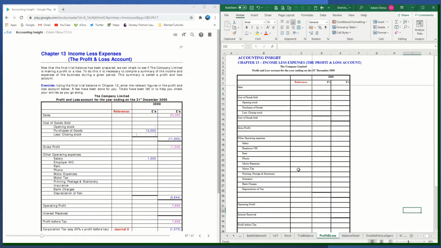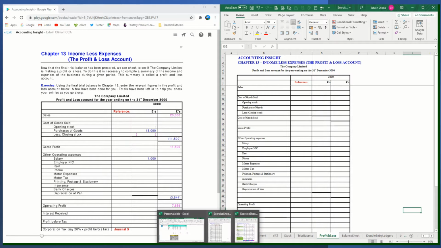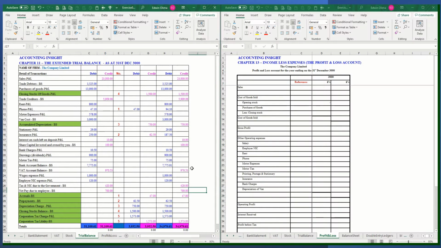Now that we've come to the end of the period of accounting for our sample company, we can now produce the profit and loss account for this company from the trial balance that we prepared in the previous chapter. So in the worksheets, we've got a blank profit and loss account that you can fill out. And I'm going to do that now using Excel.